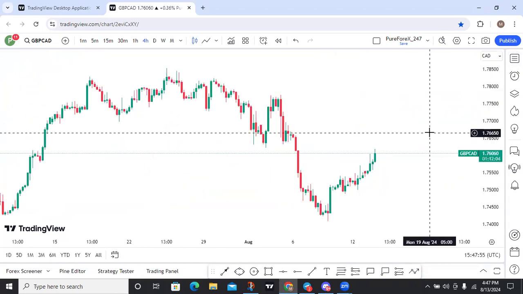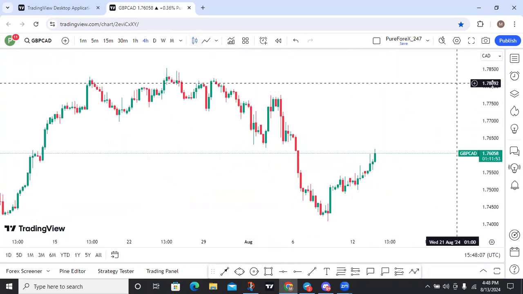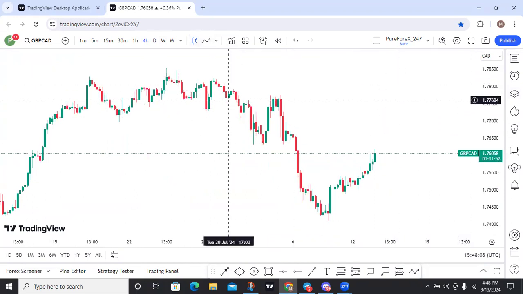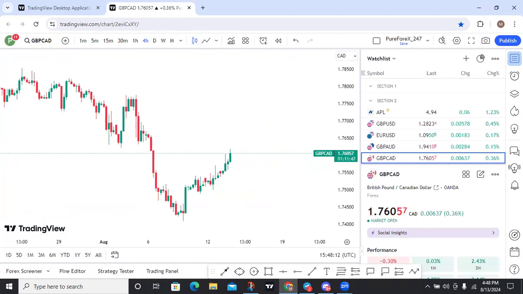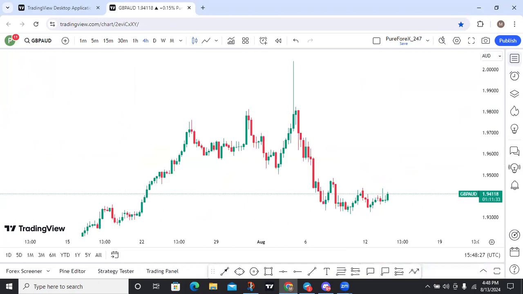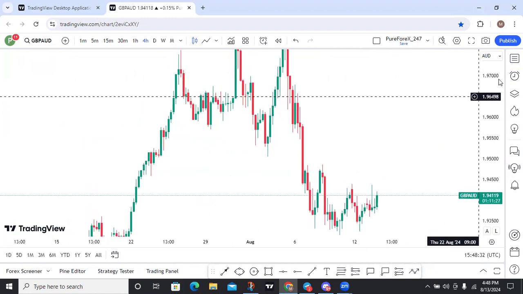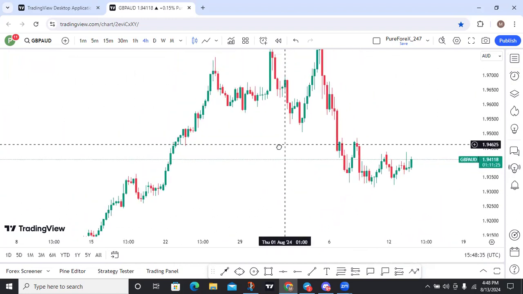AUD CAD, if you look, let's do analysis on AUD CAD, right? Okay, let me do, I think I have to go with GBPAUD. I like GBP pairs always. Let me go with GBPAUD, then I will come back to GBPCAD later. Okay, so yeah, this is GBPAUD.